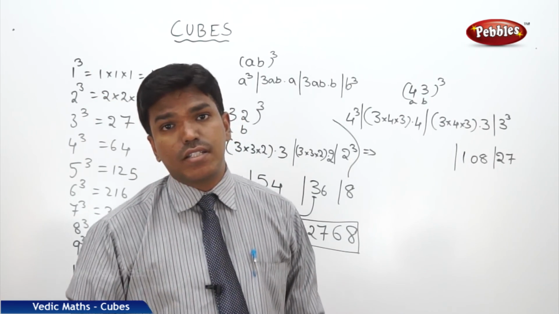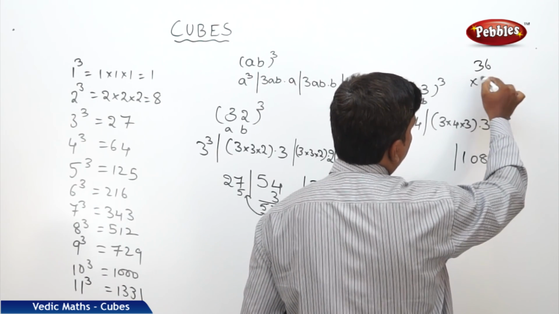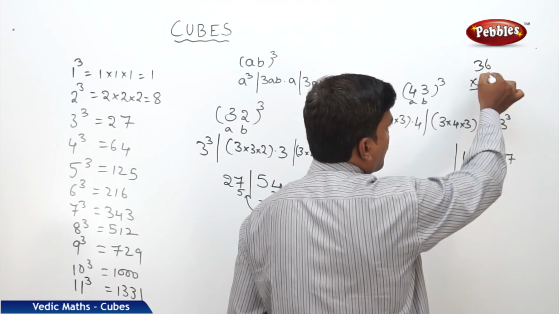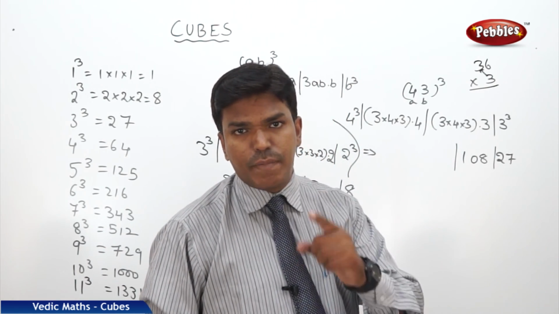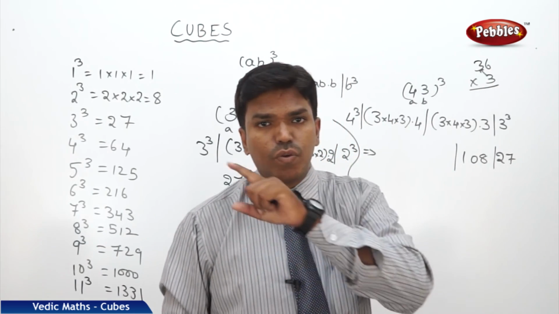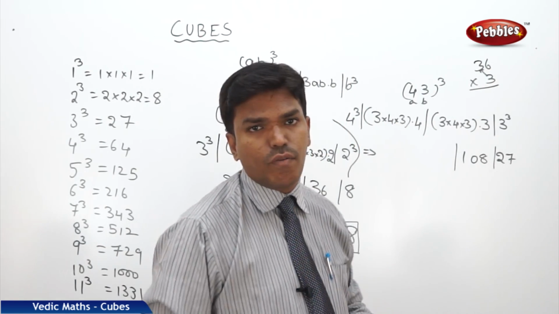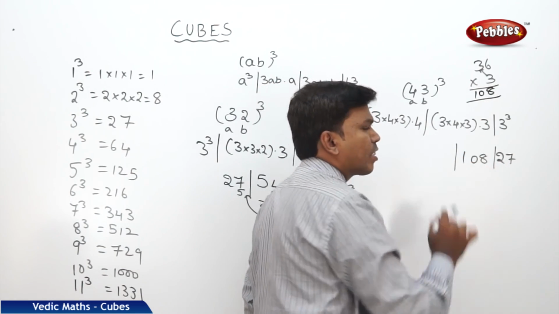As I already discussed in the starting, how to calculate any double digit into single digit number. If it is 36 3s, what is 3 3s? 9. Take it as 90. Keep in the mind 90 for some time. 3 6s are 18. So 90 plus 18. What is the sum? 108. So that's how I am calculating here, 108.